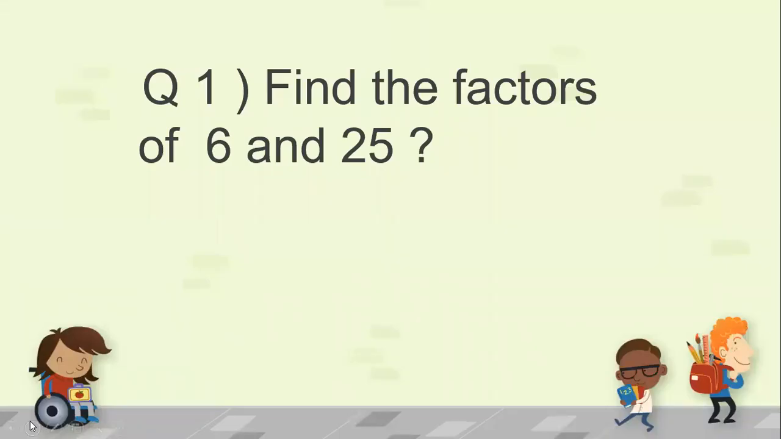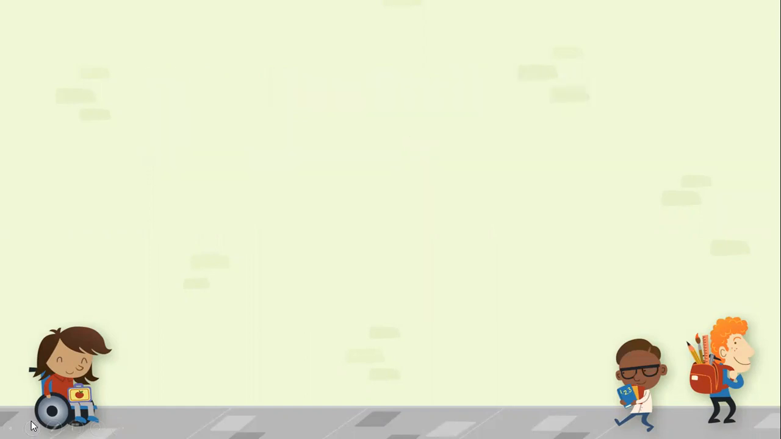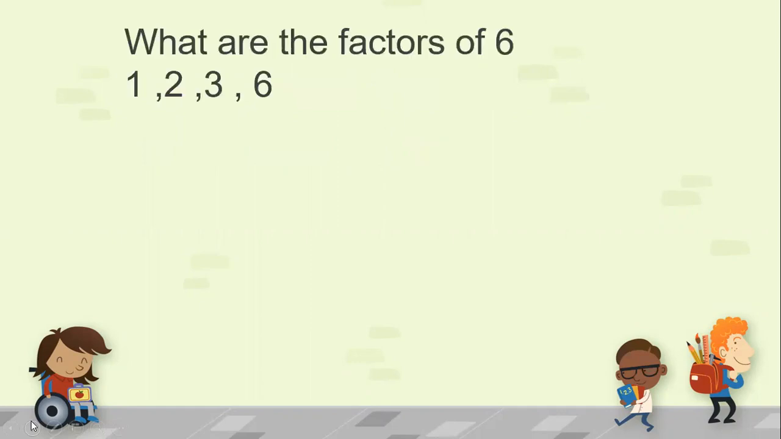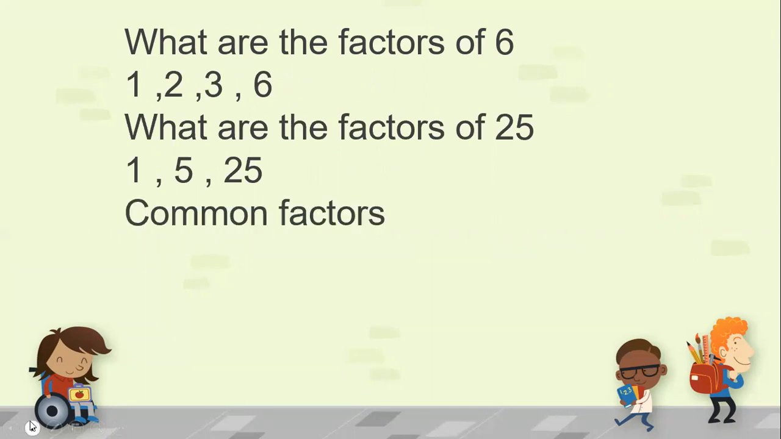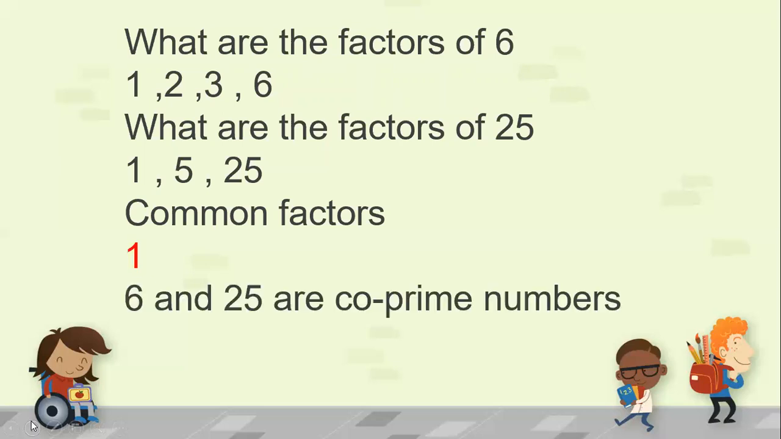Now we will solve questions about co-prime numbers. First question: find the factors of 6 and 25. What are the factors of 6? 1, 2, 3 and 6. What are the factors of 25? 1, 5 and 25. Now we will find the common factor here. Yes, 1 is the only common factor. So we will say that 6 and 25 are co-prime numbers.